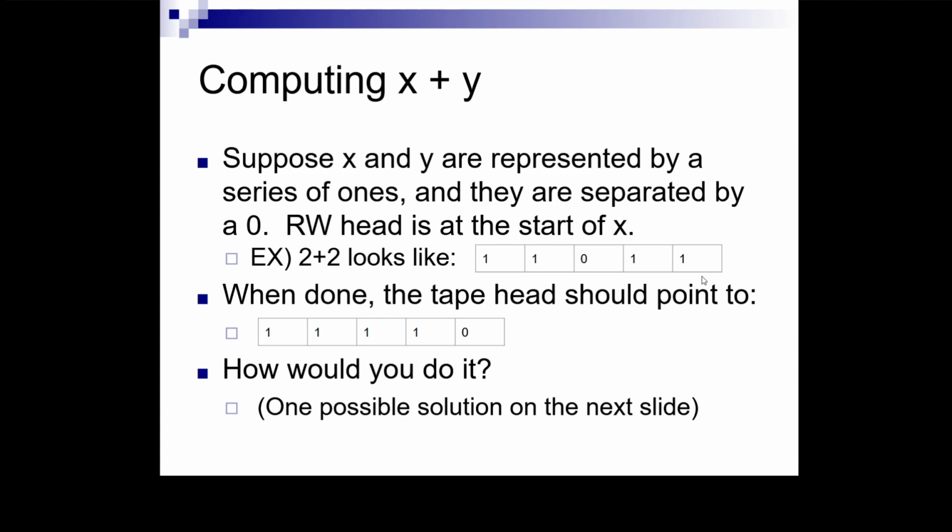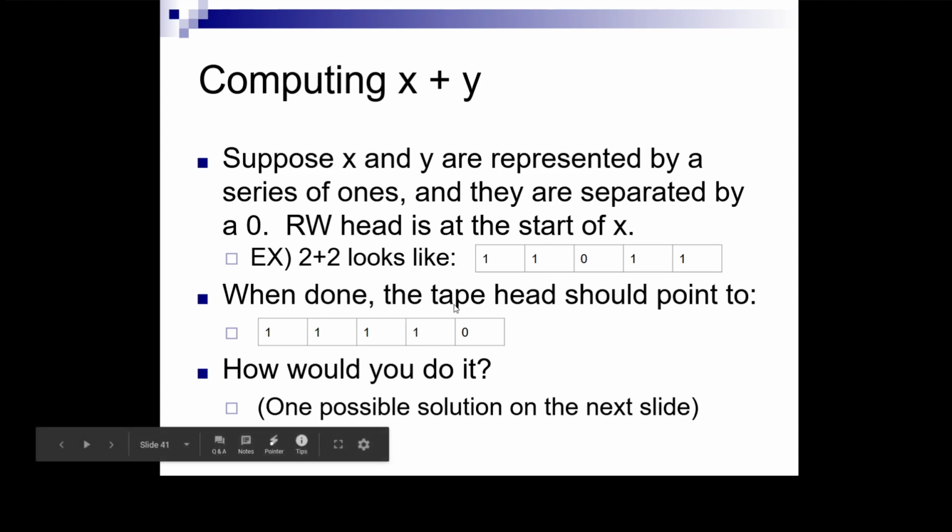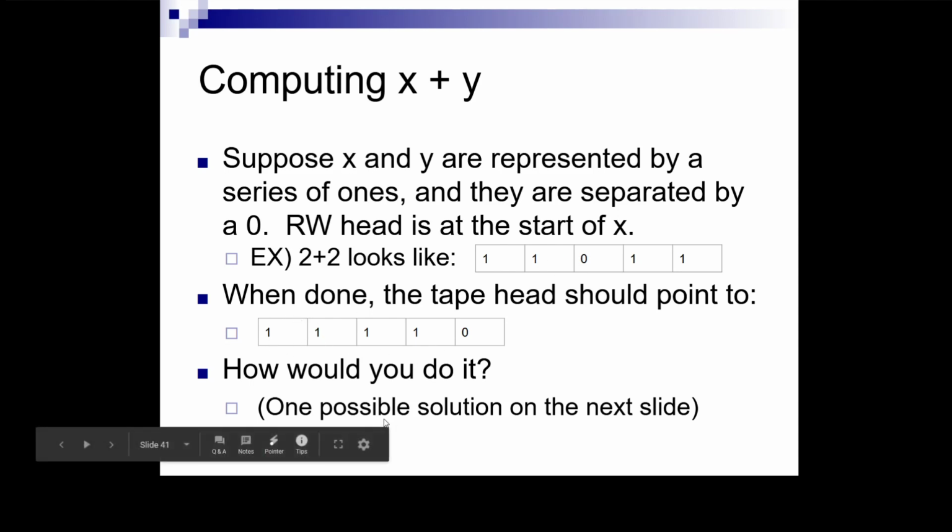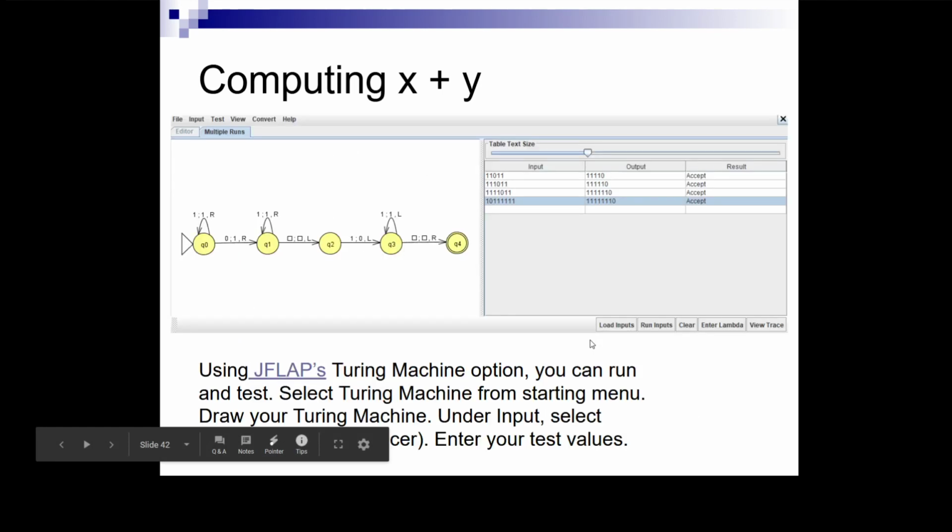And so by the time you're done, all you have to do to show that your Turing machine works is solve it such that the tape head points to the start of a 1, 1, 1, 1, 0. So it's like you basically have moved the 0 to the end, and now we've added together x and y. So 2 plus 2 equals 4, because at the end of this, we are pointing to 1, 2, 3, 4. So here's an example Turing machine.